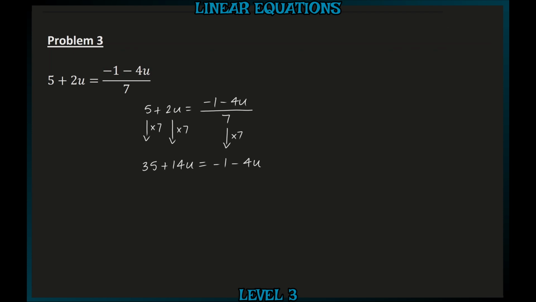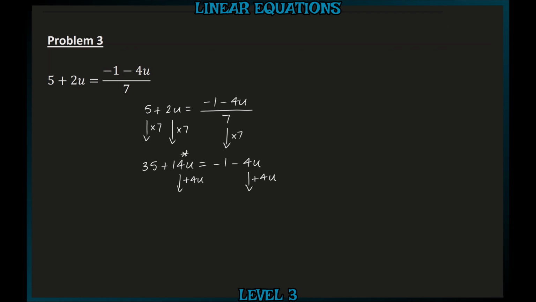We now have an equation where we have u's on both sides, and to make this as easy as possible, we want to keep the u's on the side on which we start with the most, and that's the left-hand side where we have 14u's. So we're going to keep the 14u's there, which means we need to remove the minus 4u from the right, and we can use its inverse, which is plus 4u, and do the same on the left.